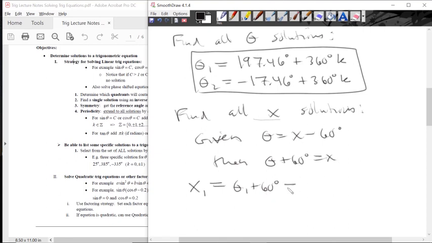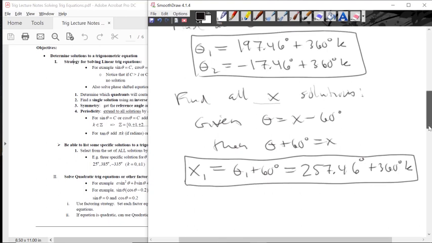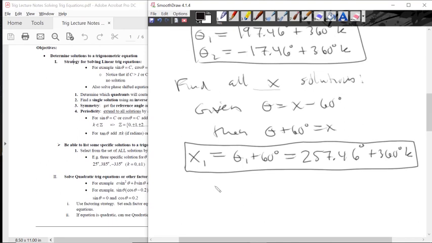And we already have theta 1 right here, 197.46. So you take 197.46 and add 60 degrees to that. We'll get 257.46 degrees plus 360 degrees k. That gives us an infinite amount of solutions for one of our x values, our x1.